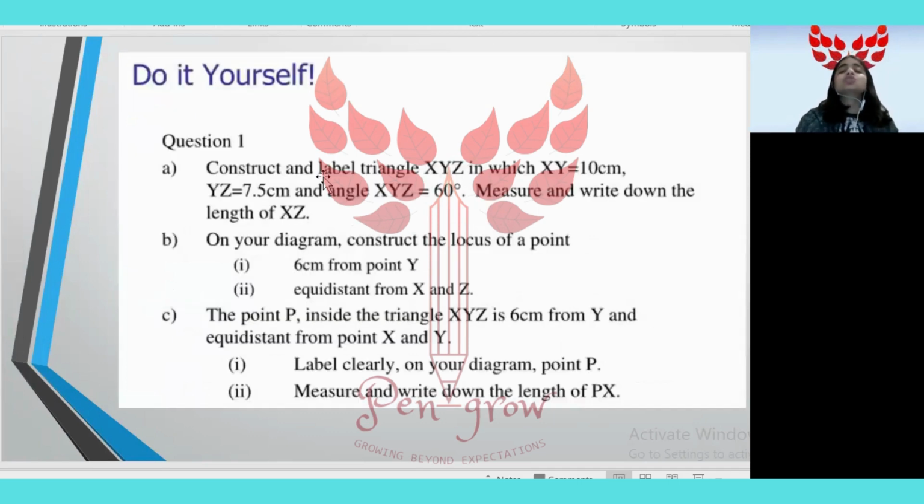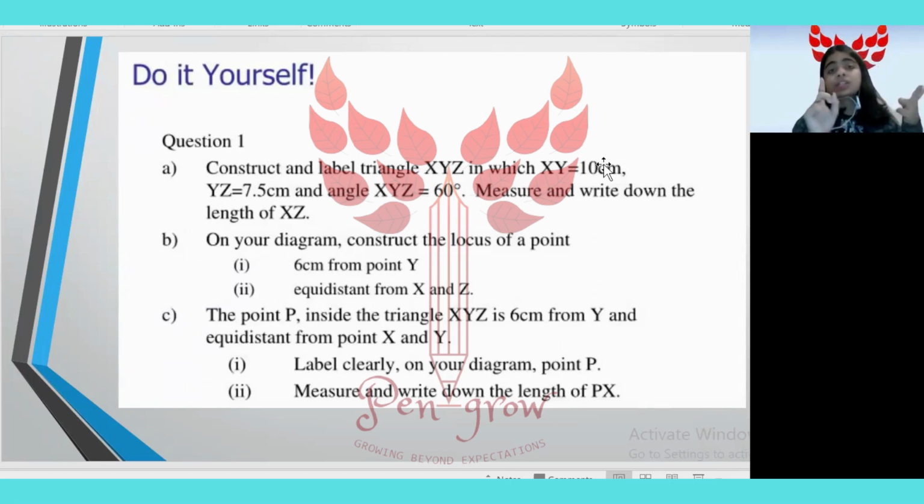Okay. Construct and label triangle XYZ in which XY is equal to 10 centimeter, YZ is equal to 7.5, and angle XYZ is equal to 60 degrees. Now understand, you have 2 measurements of line and 1 angle. You have a measurement of line and you would always have it. So first you make one of those, any one you want. Sometimes you only have 1 measurement. So you will directly make that line. So first of all, we'll make a line of XY is equal to 10 centimeter.